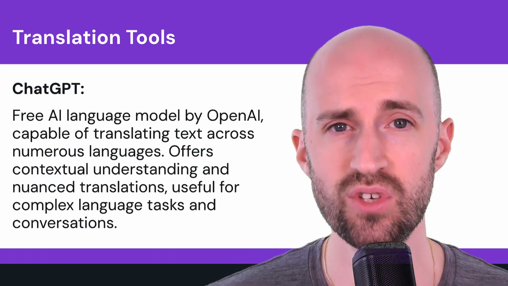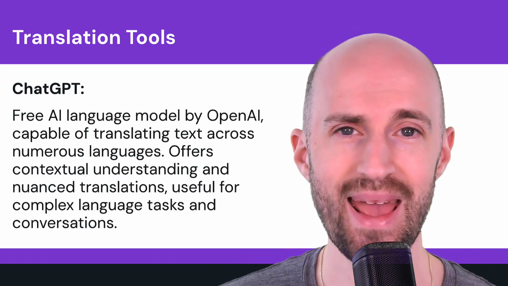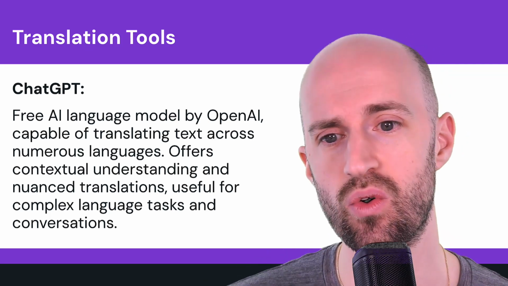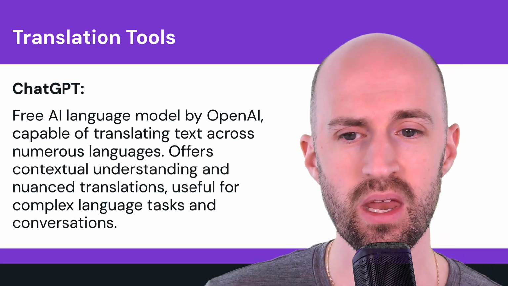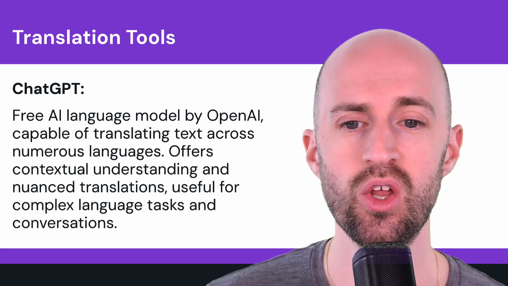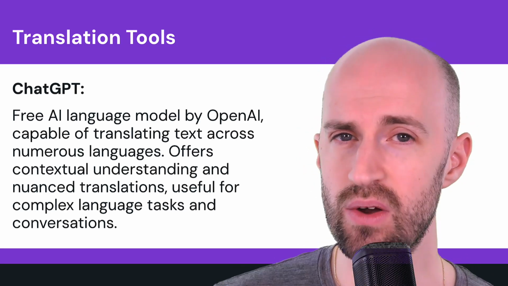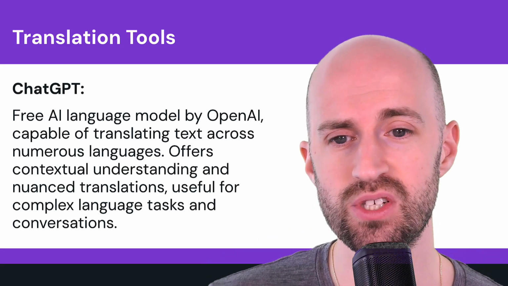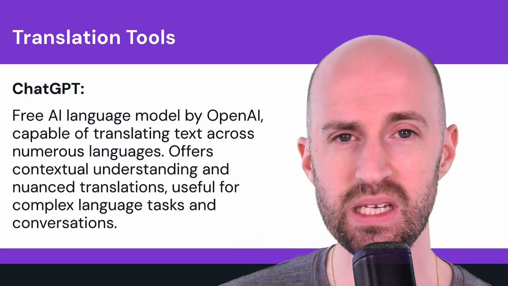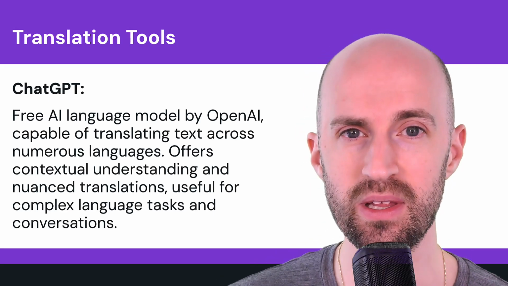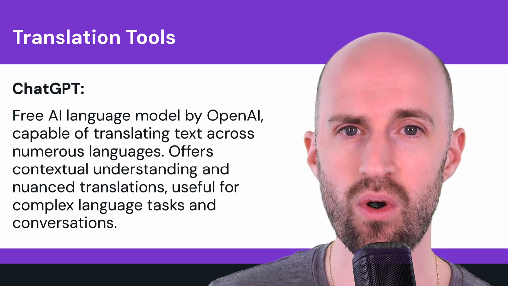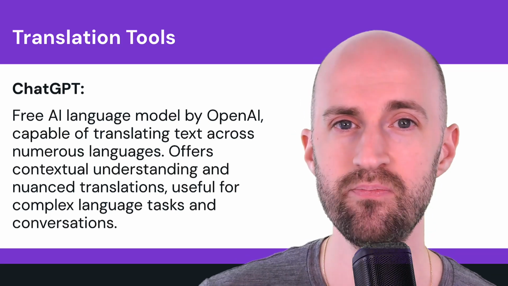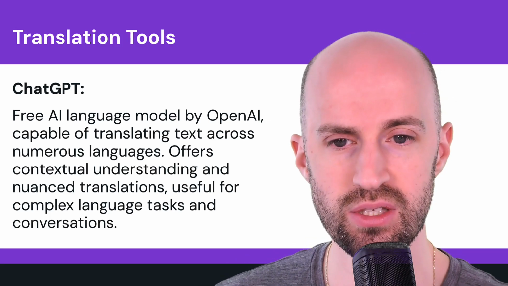And then we have ChatGPT. This is a free AI language model by OpenAI, and it's capable of translating text across numerous different languages. It offers contextual understanding, nuanced translations, and it's very useful for complex language tasks like translation and conversation. So definitely try out ChatGPT, and their latest model as of filming this video is version 4.0, and it has a much larger data set, and it's a lot quicker and more accurate than the previous versions.